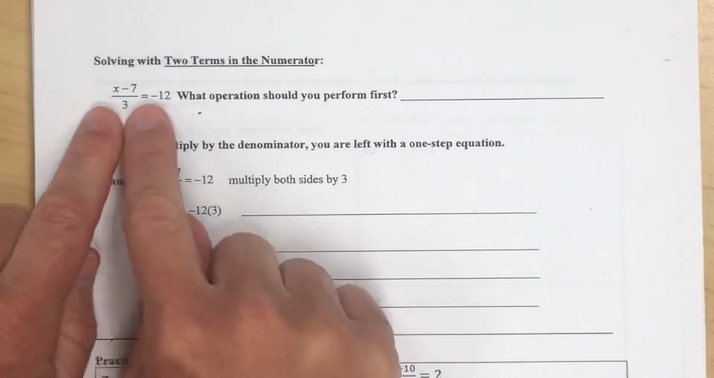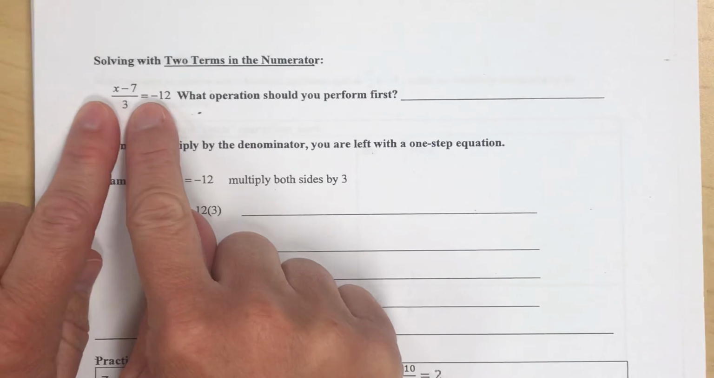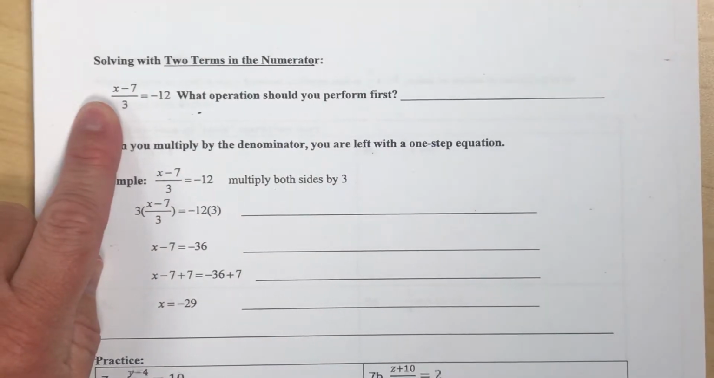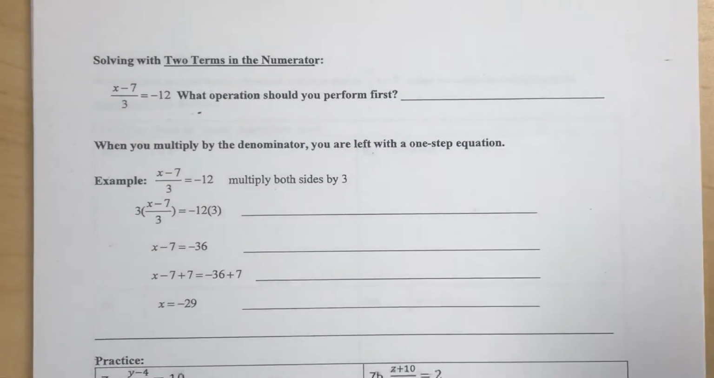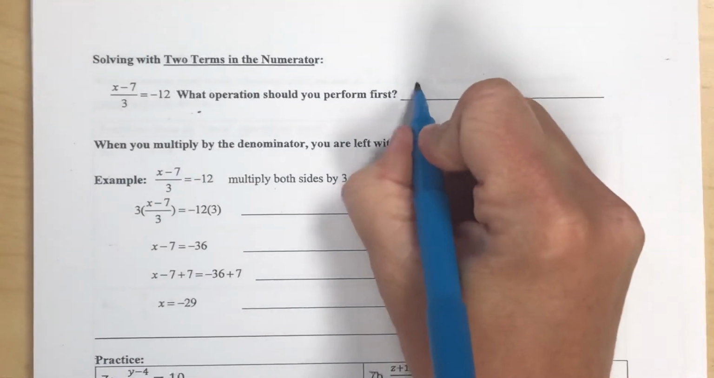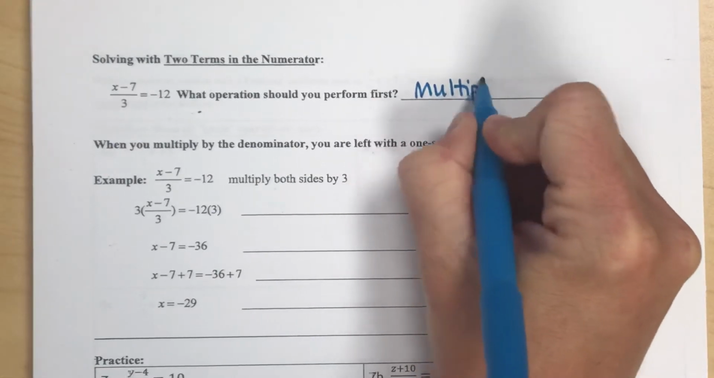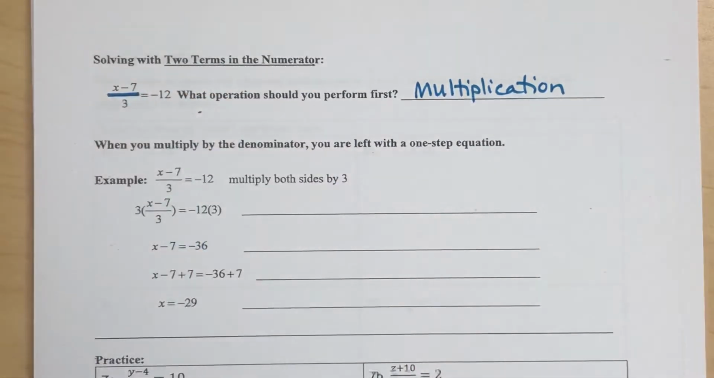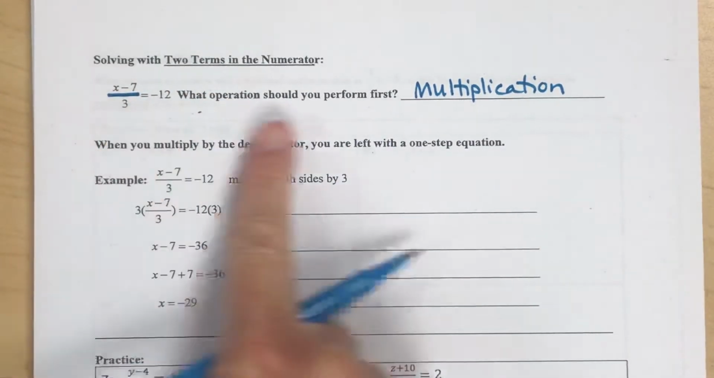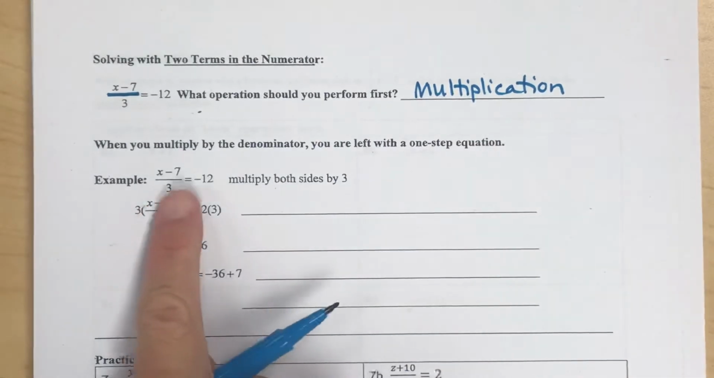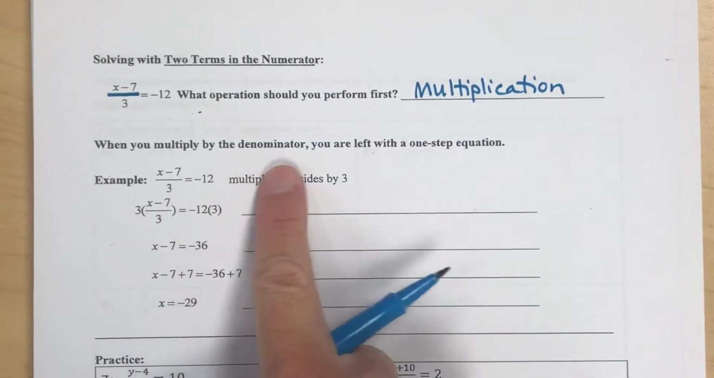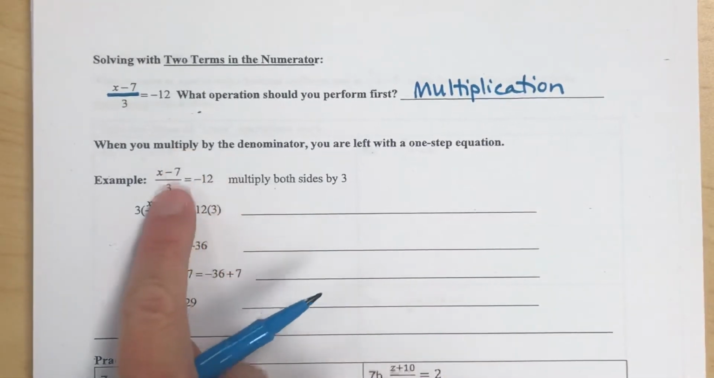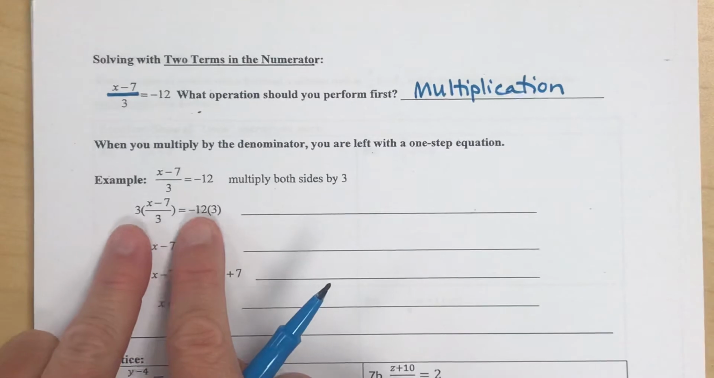Well, as I'm looking at this fraction, the first thing I want to do is get rid of the fraction. So my first step is going to be an undo of the division, which will be a multiplication. So when I have one fraction, my first step is to get rid of that, which would be to multiply. Now when we multiply by the denominator, you should be left with a one-step equation, which will make it so much nicer. So I'm starting to do the work here in this example you'll see.